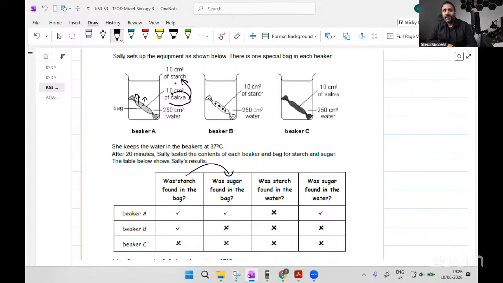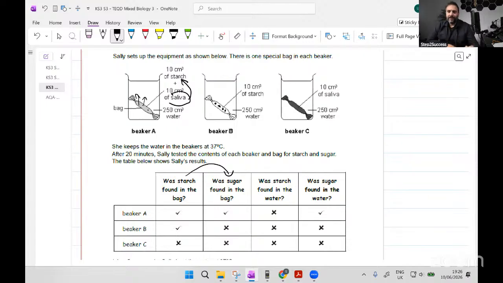In beaker B, was starch found in the bag? Obviously, because it starts in the bag, but then nothing gets out, right? And so there's no sugar because it's not broken down. There's nothing to break it down. There's no starch in the water because it's too big to get out. There's no sugar in the water because there is no sugar in bag B, because it's not broken down. And in bag C, nothing happens because there is no starch. So it's just nothing. Okay.